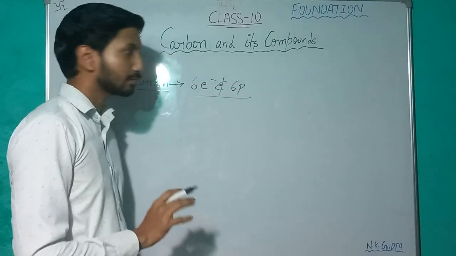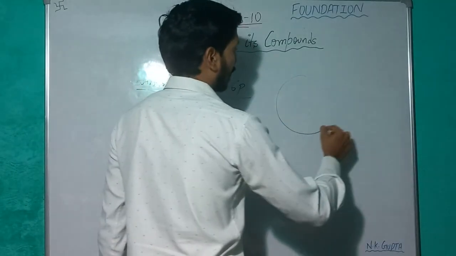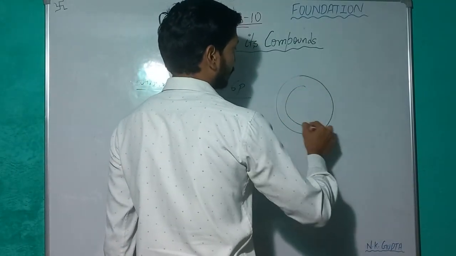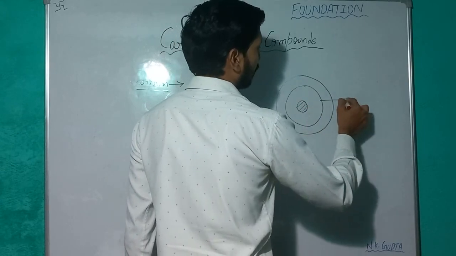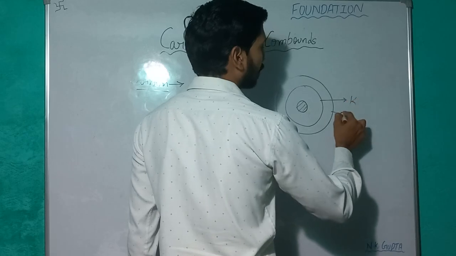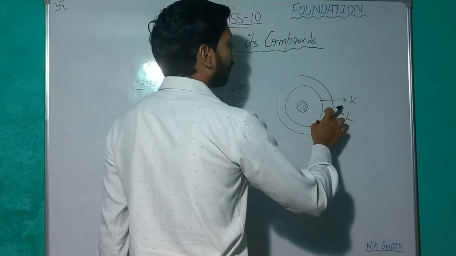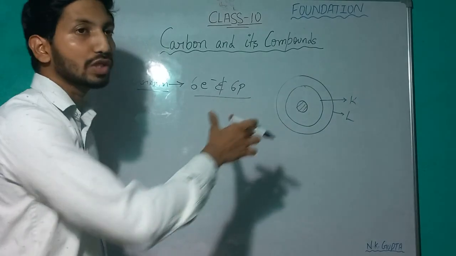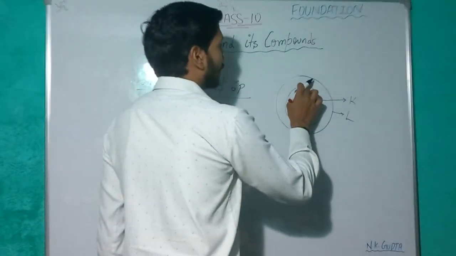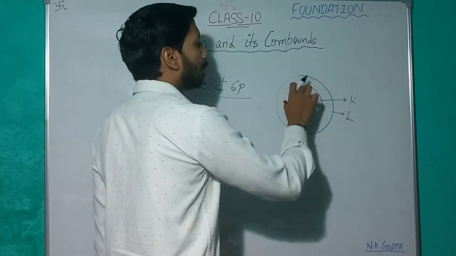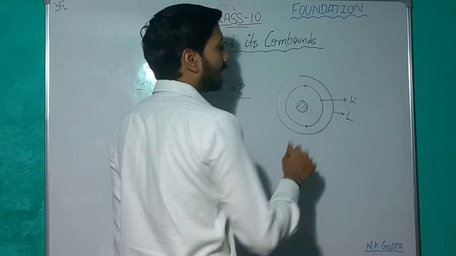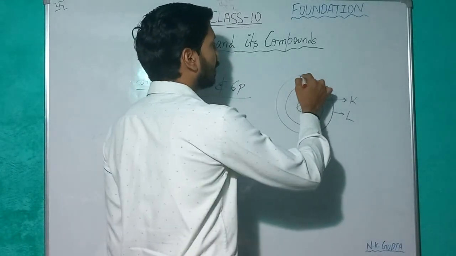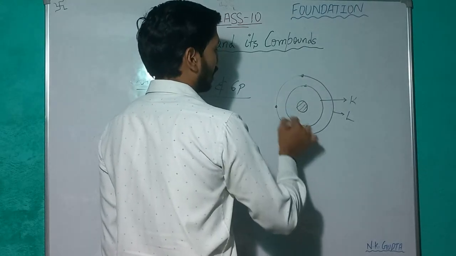Is it okay? If we draw a carbon atom, it will have the nucleus, the K shell, and the L shell. If we put 6 electrons in its atom, we have to put 2 electrons in the K shell, and the remaining 4 electrons are present in the L shell. Is it okay?